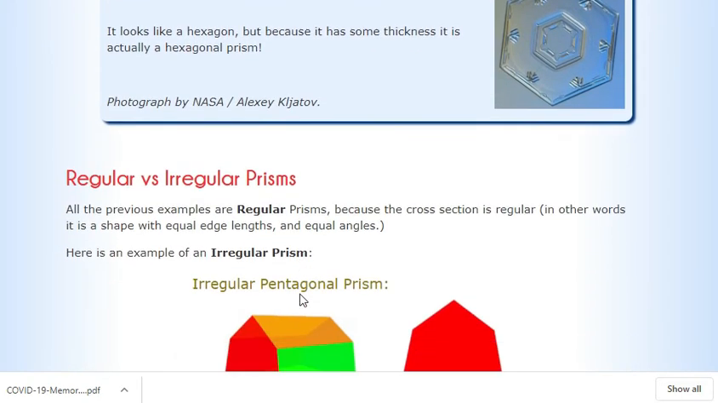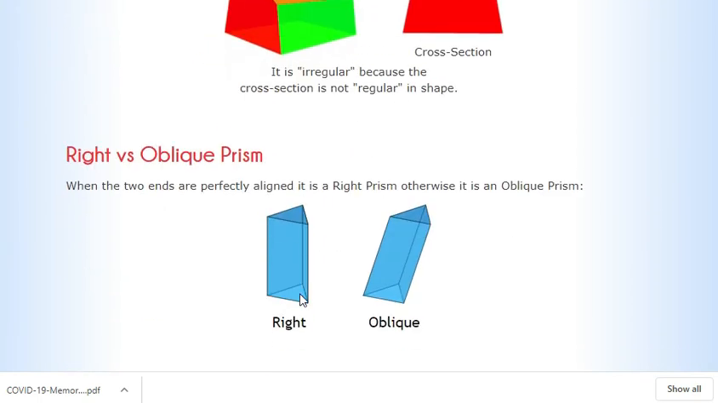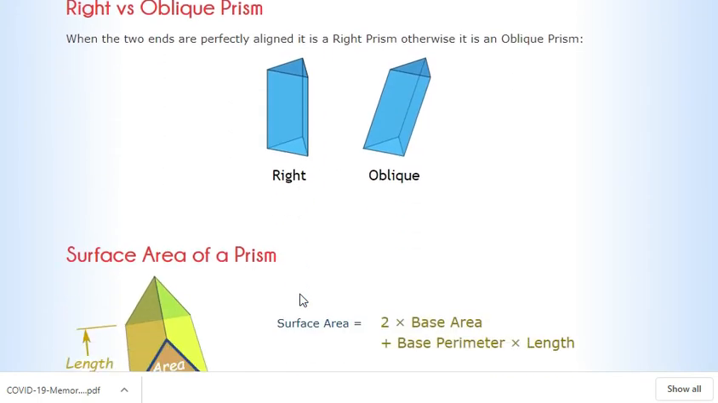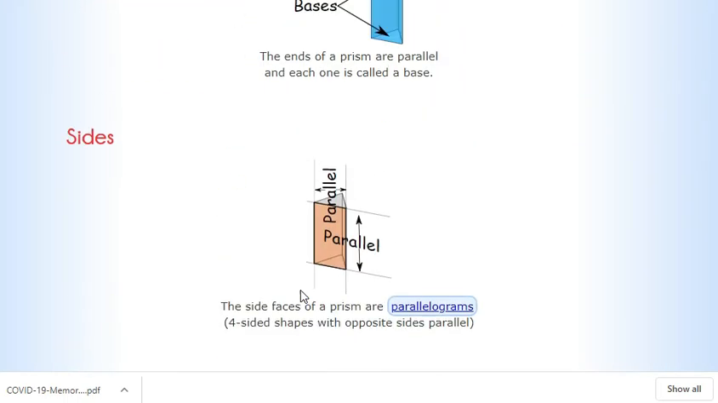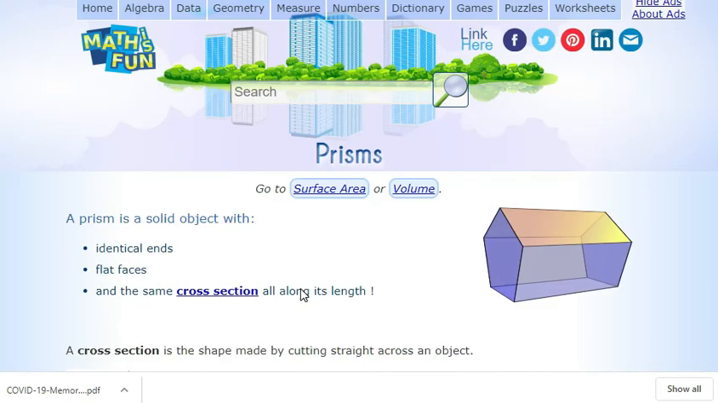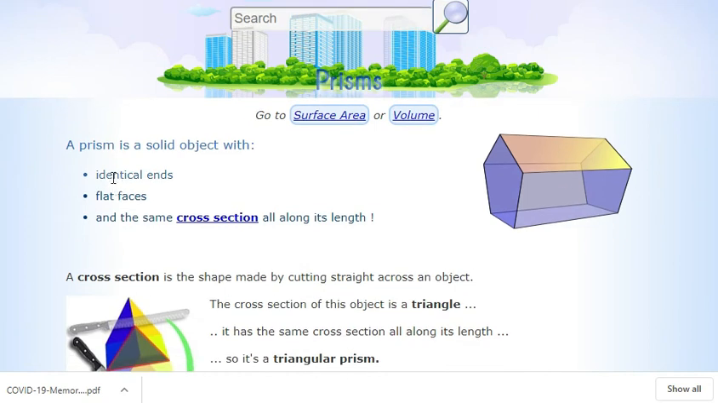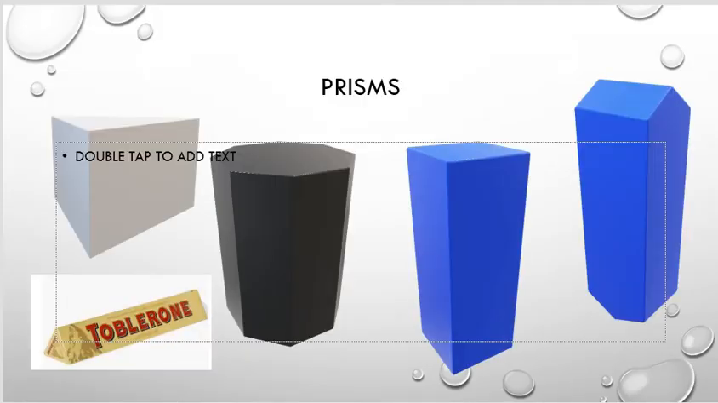So there's more of the prisms and more things that you have to learn about prisms. But the most important thing to take note of if you're dealing with a prism is that it should have identical ends, flat surfaces, and the same cross section. Okay, so when you cut it, it should all be the same figure. Alright, let's continue. See, here are the different examples of prism.